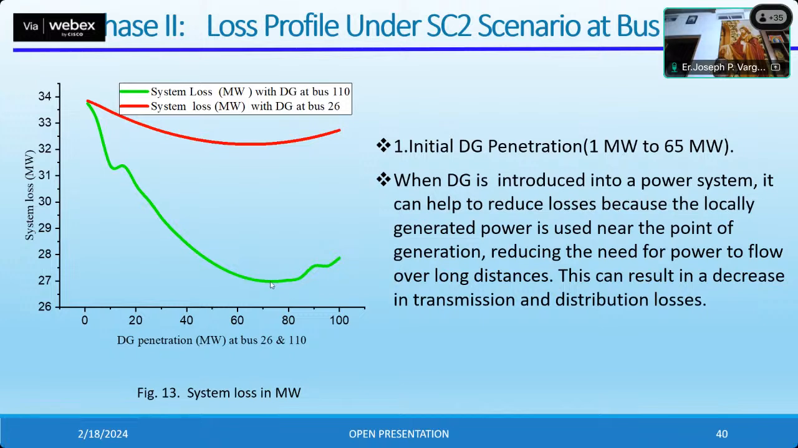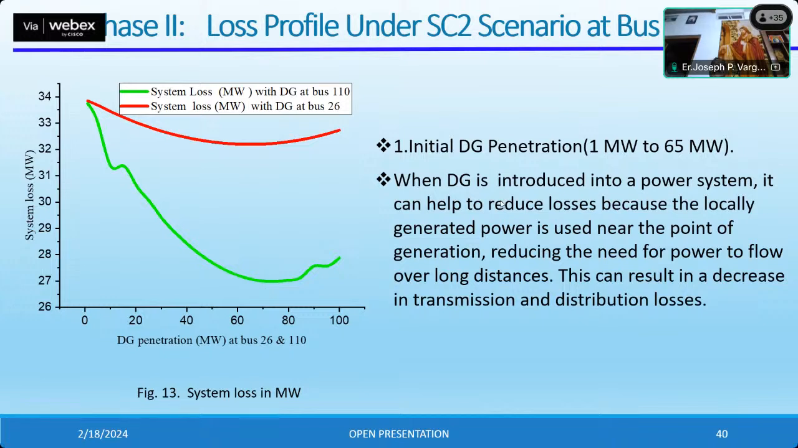While we presented this in the international forum, one reviewer asked us why it is happening like this. Because we know that at this point, the load is fed from this local generator. After this, the load requirement is not there. Hence, this power is going to long distance. Hence, the I-square loss is increased after this particular optimal value. Hence, for this case, we have selected 65 megawatt as the optimal value.